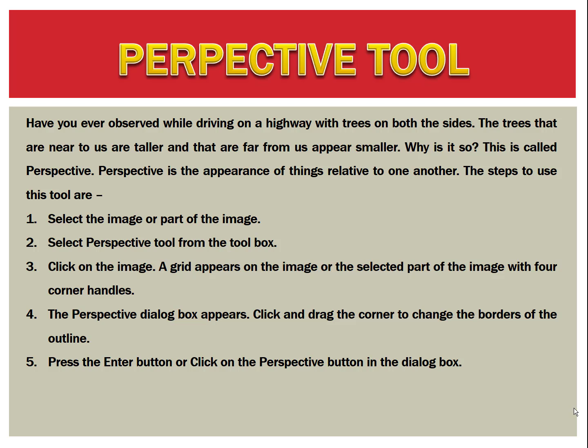The steps to use this tool are: first, select the image or the part of the image. Select perspective tool from the toolbox. Click on the image. A grid appears on the image or the selected part of the image with 4 corner handles. The perspective dialog box appears. Click and drag the corner to change the border of the outline. Press the enter button or click on the perspective button in the dialog box.